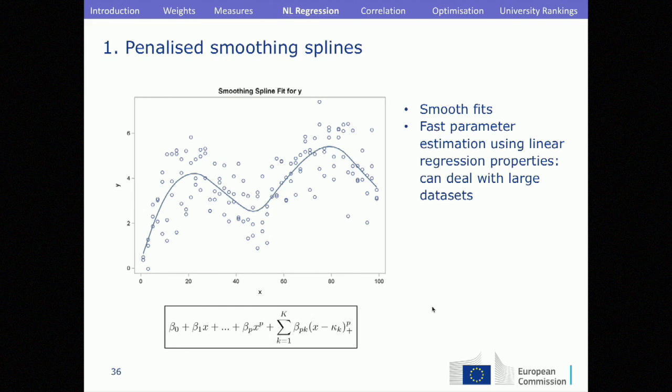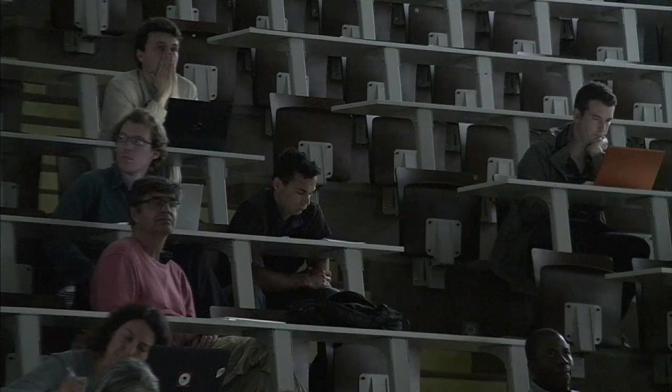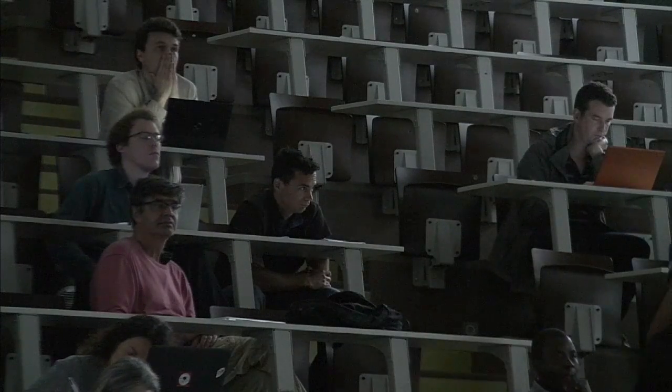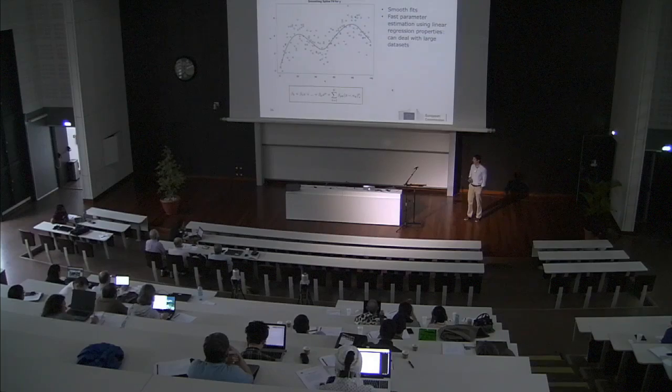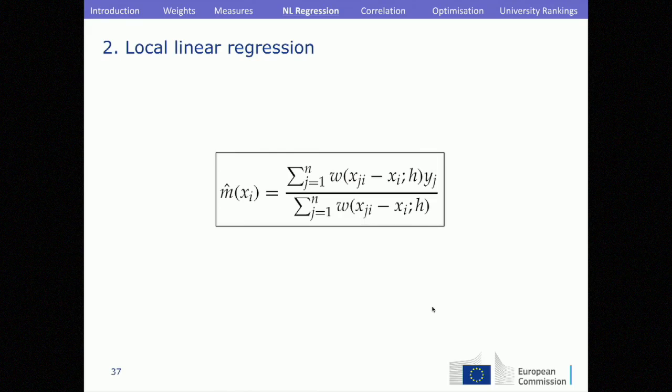And the nice thing about splines is that they're very fast to fit. Because they're linear, almost, you can use a lot of the properties of linear regression to get your estimates, and you can fit it very, very fast. Like you need a cross-validation measure, for example, and that can be calculated extremely quickly with linear regression methods, okay? Anyway, that's one tool. The second tool is local linear regression.